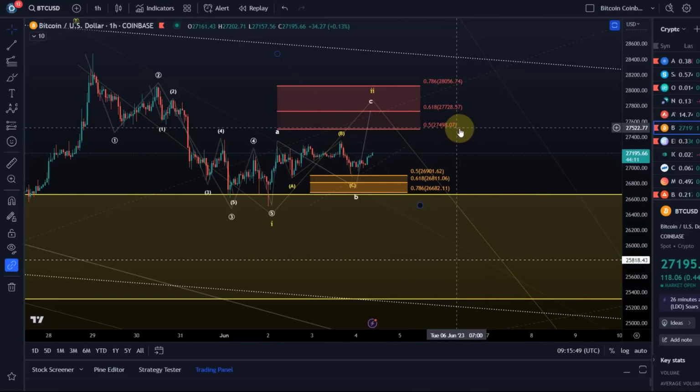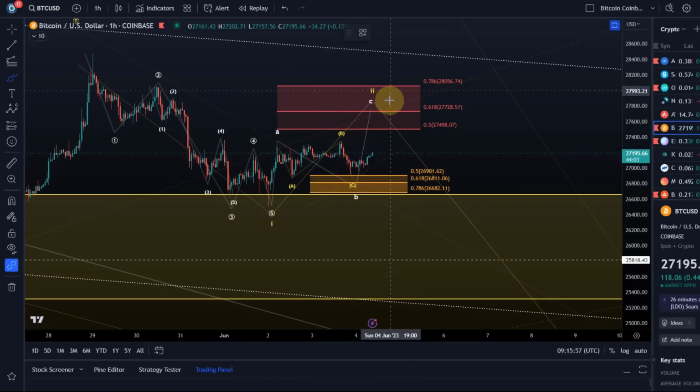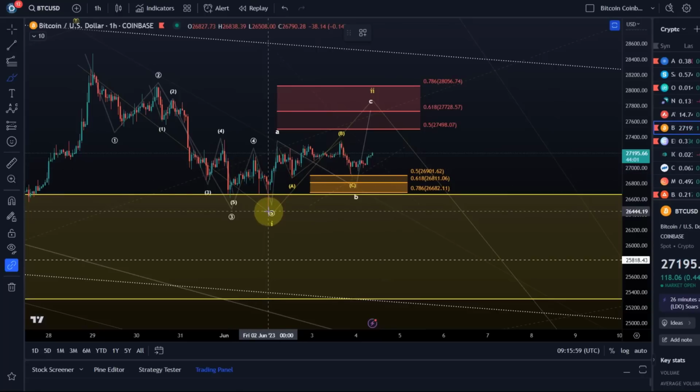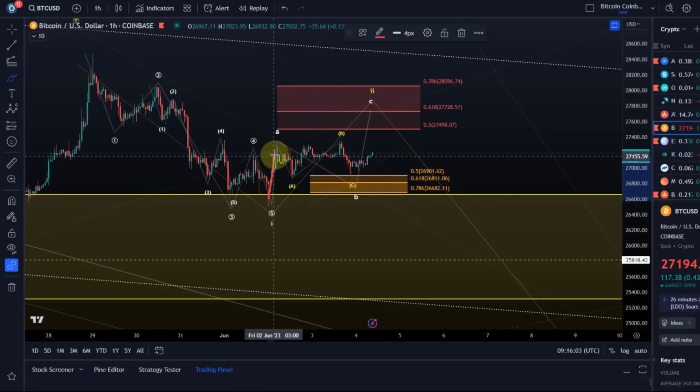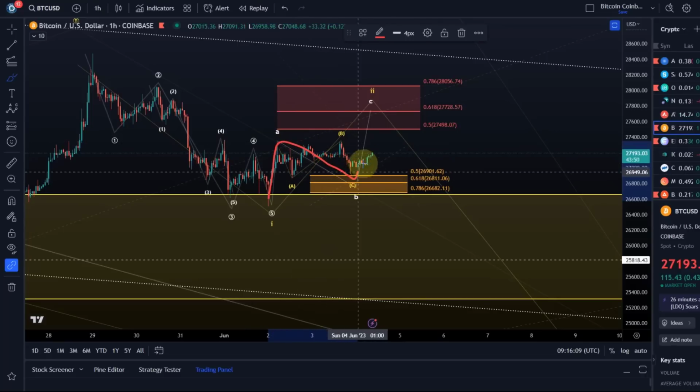This is the area between 27,500 and 28,056. Price seems to be working its way into this region in a corrective fashion. So we had, off this low which was made on the 2nd of June, an A wave to the upside, the first wave of a correction. Then here the B wave to the downside and the C wave to the upside.